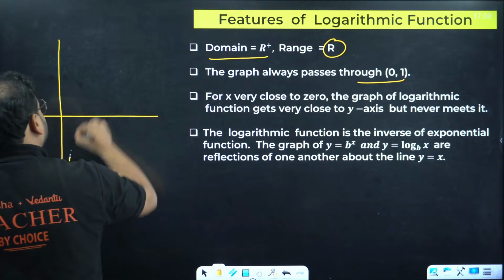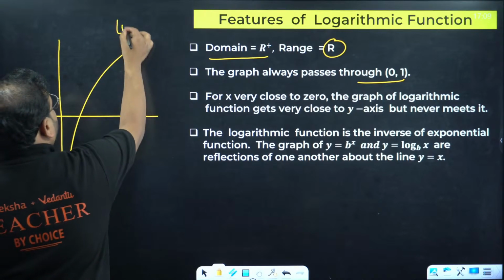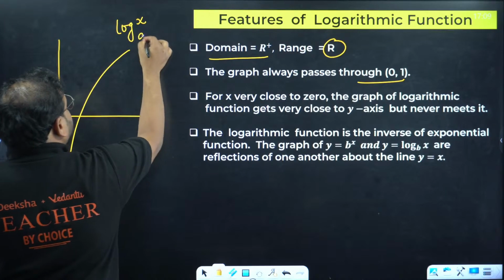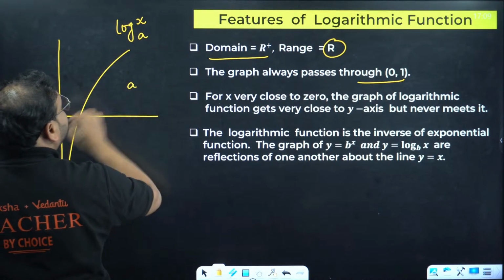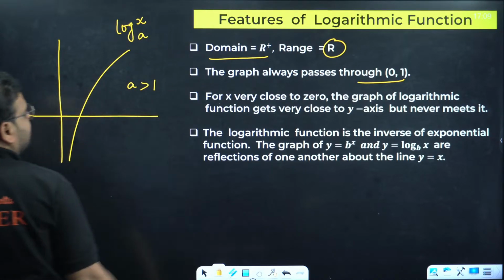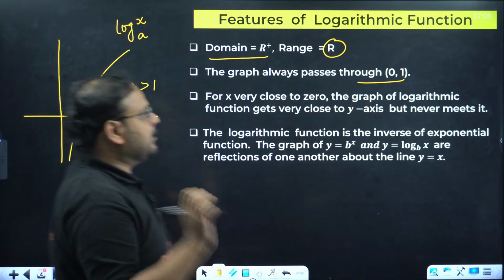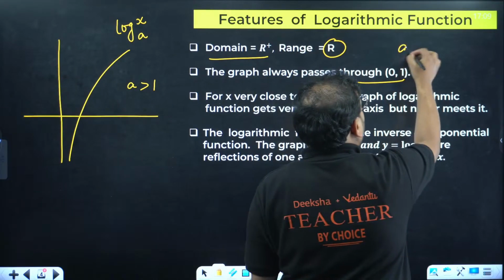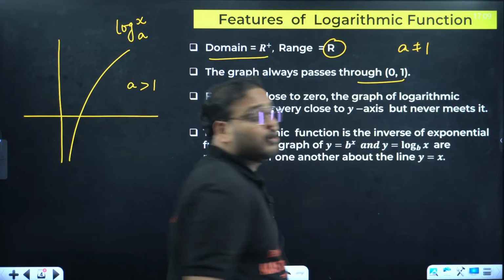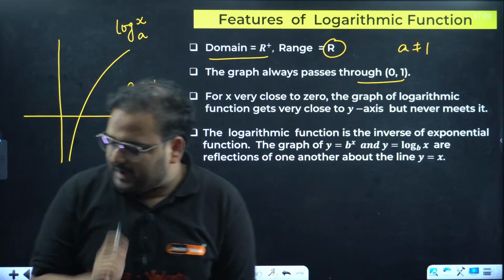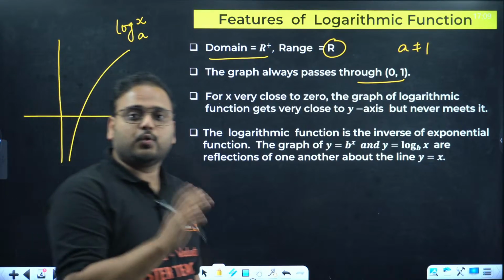So this is the graph of the function log of x with the base a, but the condition is a must always be more than 1. I said this base a in log is never equal to 0, never equal to 1, guys. Log base is never ever equal to 1.